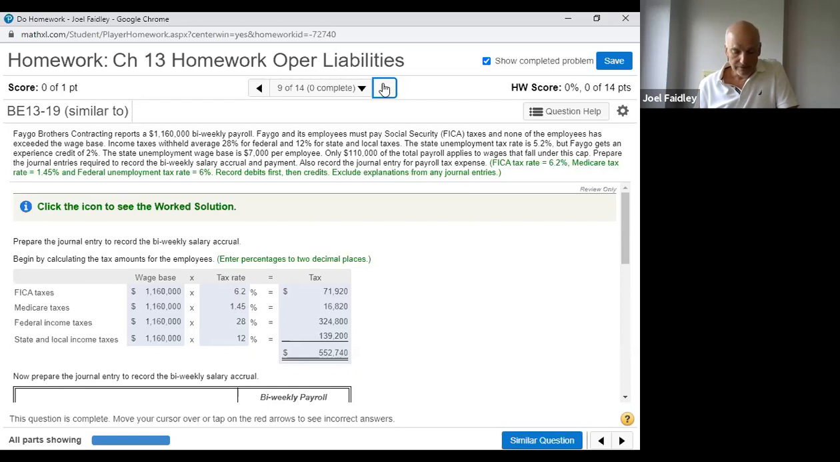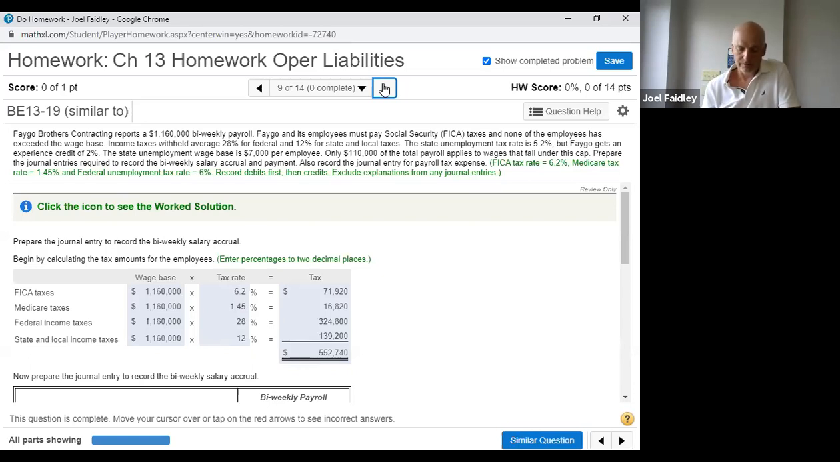All right, so what we have here is a company with a 1.16 million biweekly payroll that's paid Social Security tax. None of the employees has exceeded the wage base. You know, there's a wage base for FICA. The 6.2% stops at, this year, I think it's 135,000, something like that. Medicare has no cap, but this problem says that nobody's exceeded that.